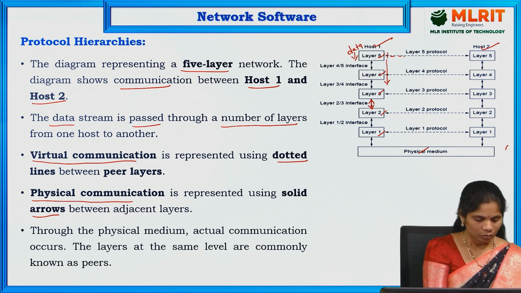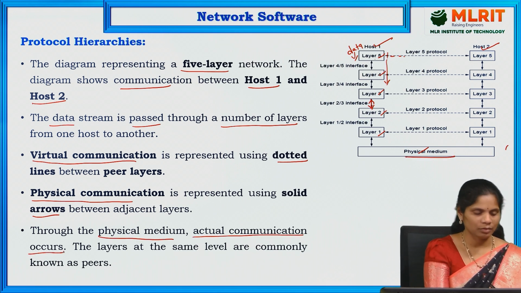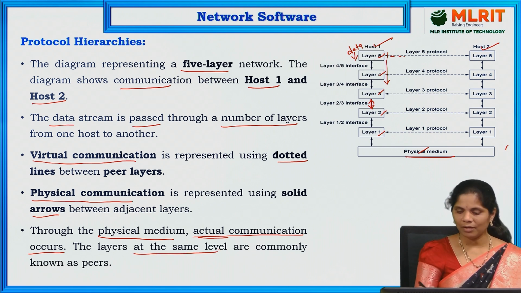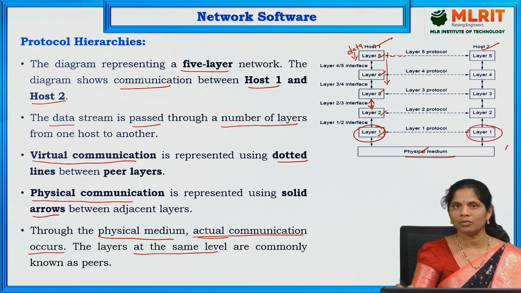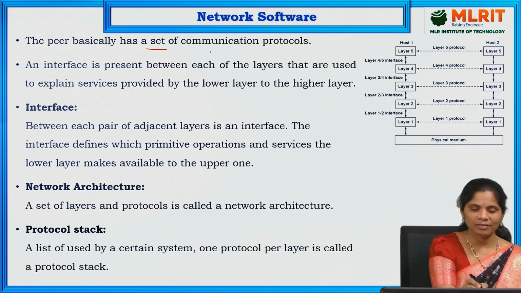Through this physical medium, the actual communication occurs. The main aim of the physical medium is converting the data into binary form. Actual communication starts from the physical medium only. Now, the layers at the same level. Here is layer 1 and layer 1, these two layers. Layers at the same level are commonly known as peers. So layer 1 in host 1 and layer 1 in host 2 are called peers in that particular protocol hierarchy. These peers basically have a set of communication protocols.